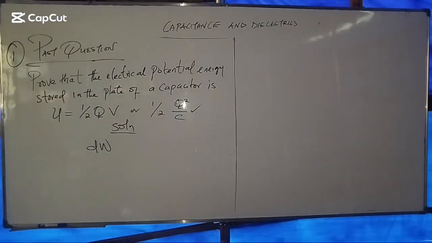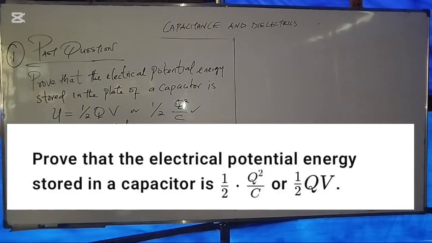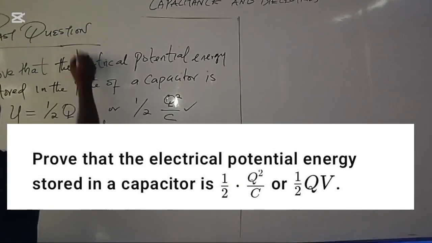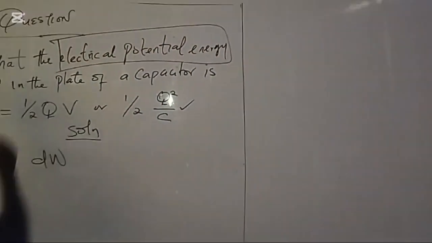All right, guys. We are given a question here to solve. Prove that the electric potential energy stored in the plate of a capacitor is U equals half QV or half Q squared divided by C. We are asked to prove that electric potential energy stored.